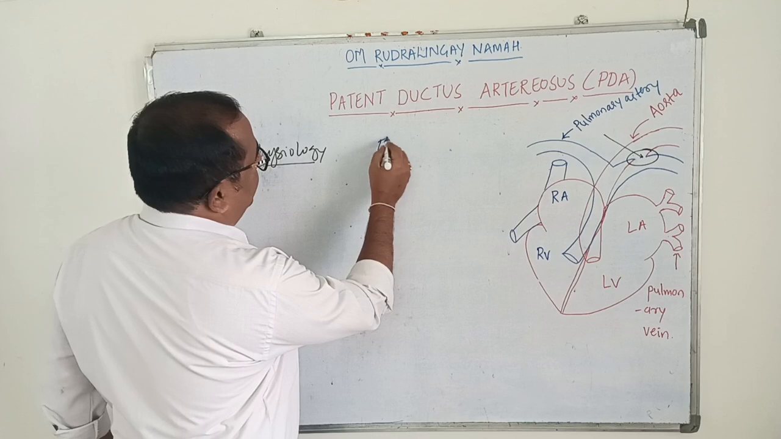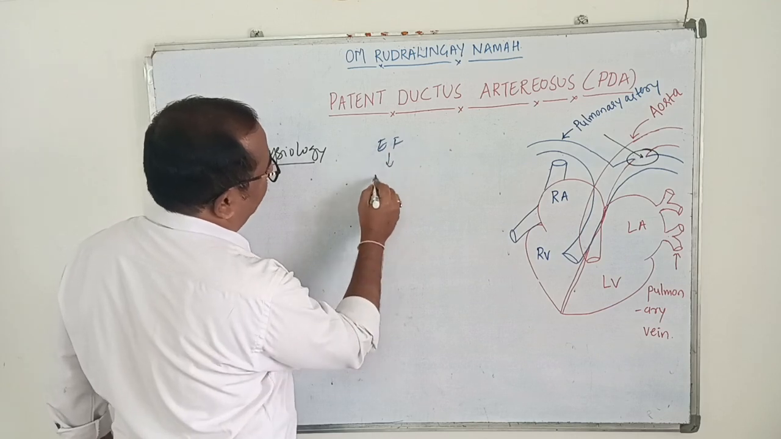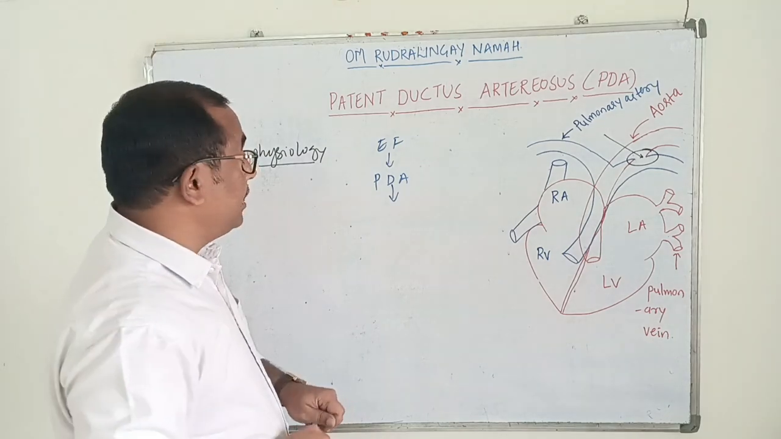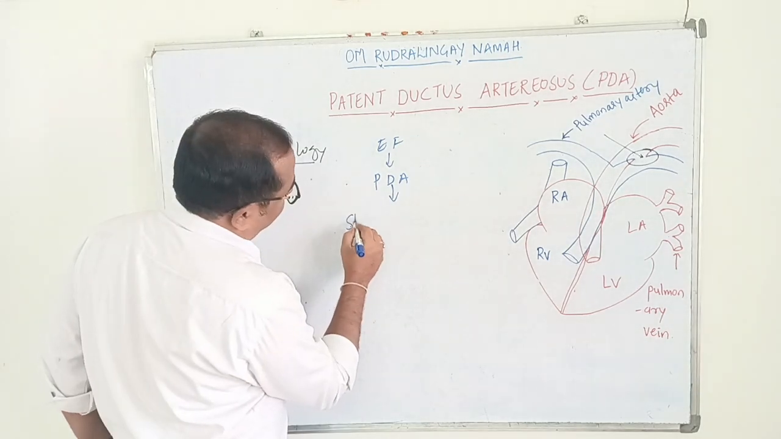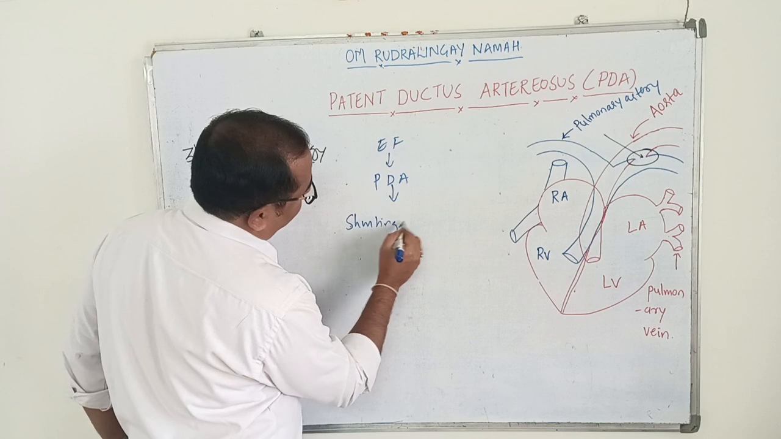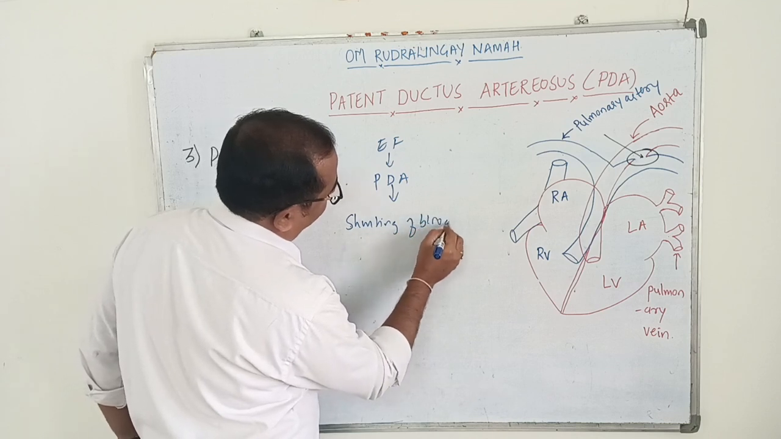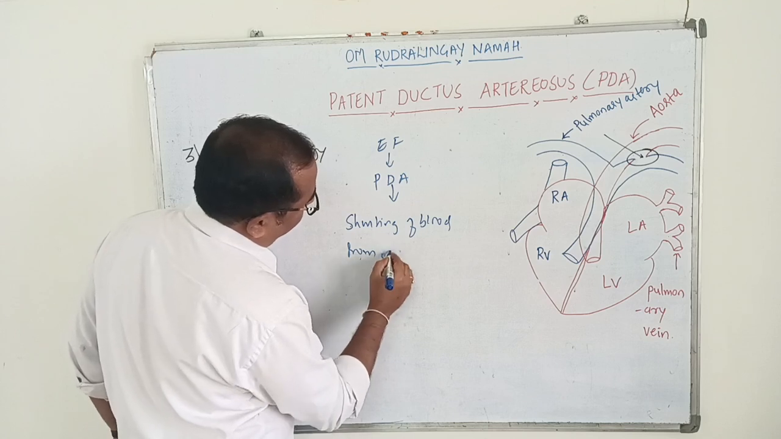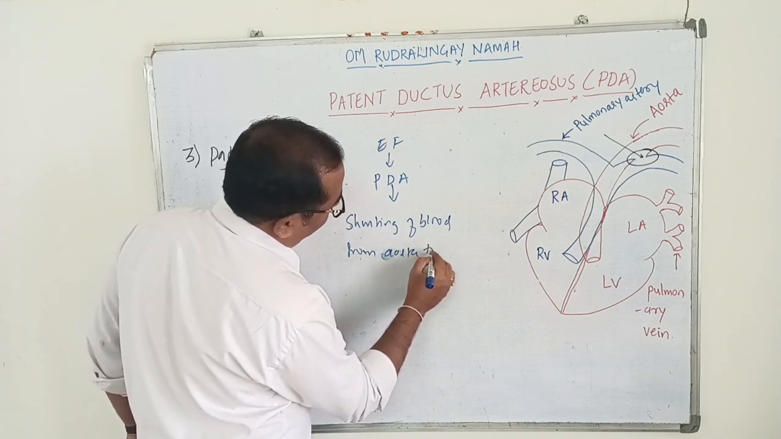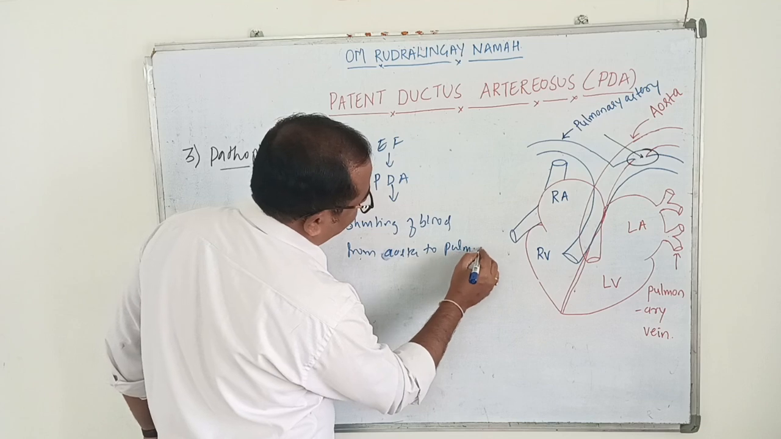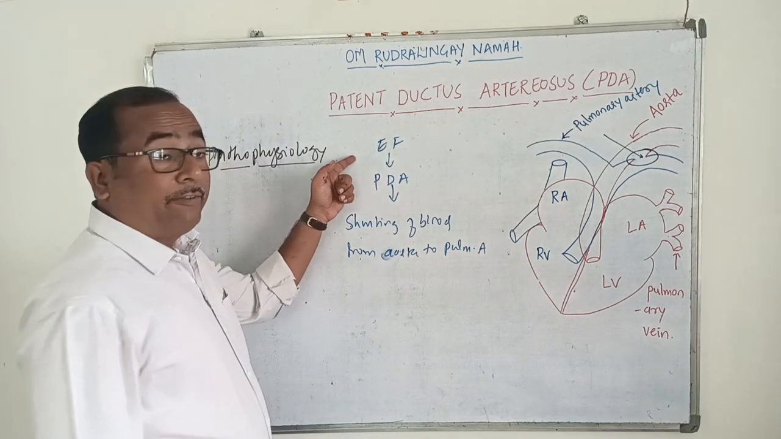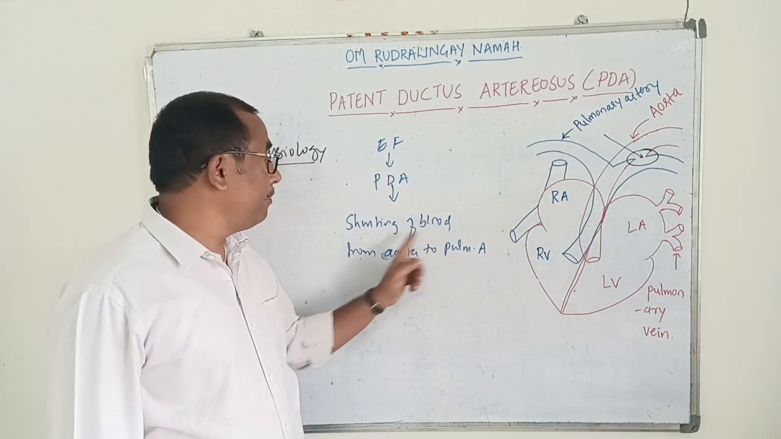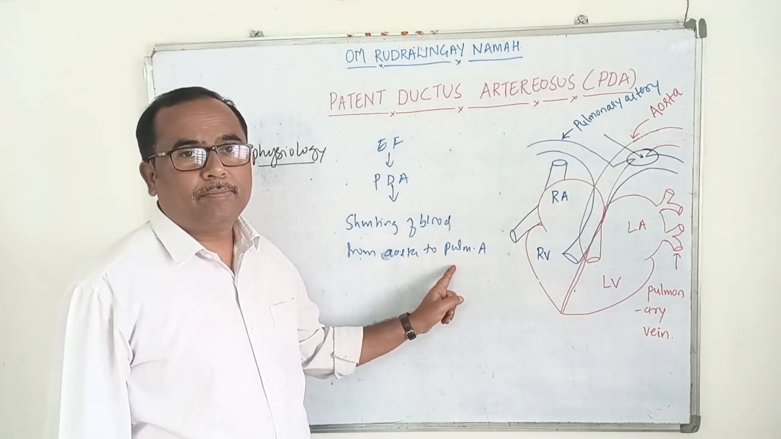So the next pathophysiology is due to etiological factors. There is a patent ductus arteriosus, that is a structural defect. This patent ductus arteriosus will lead to shunting of blood from the aorta to the pulmonary artery. So due to the etiological factor, there is a structural deformity, that is patent ductus arteriosus. This leads to shunting of blood from high pressure in the aorta to the low pressure in the pulmonary artery.